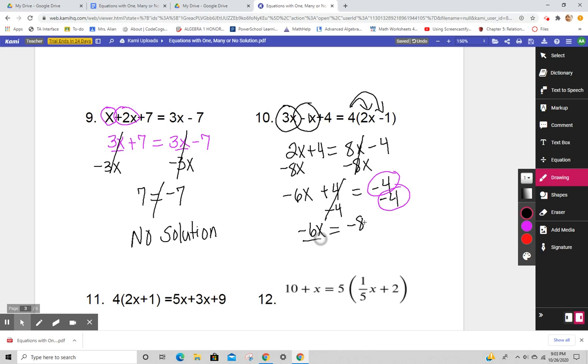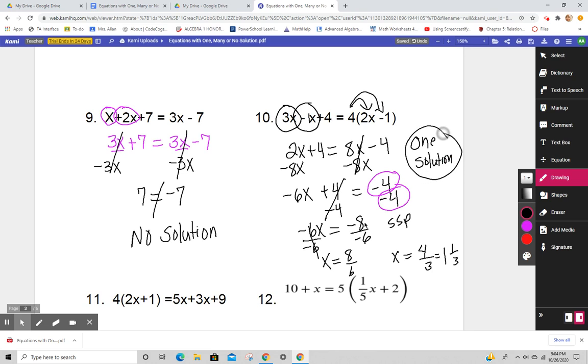Divide both sides by negative 6, and you'll have x equals, well, this is SSP, same sign, positive. You're dividing two numbers with the same sign, so it's going to be positive. And so we'll get 8/6, but we can reduce that. Divide top and bottom by 2, and you're going to get 4/3. Or you can turn it into a mixed number, 1 and 1/3. There's one solution here only. One solution.